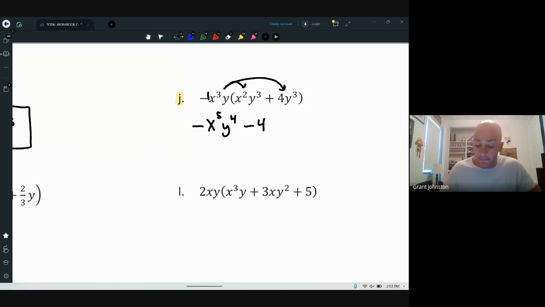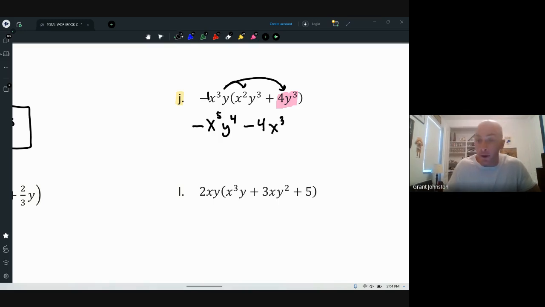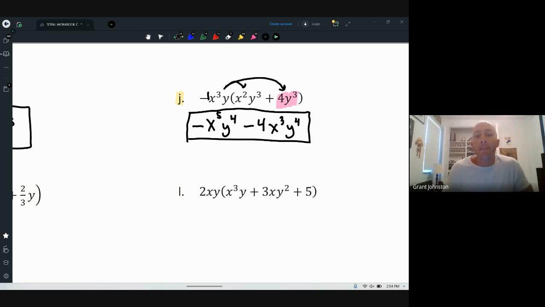Now there is no x with this term I'm highlighting right here, right? There's no x with it. So this x to the third is still going to come with it. It just has nothing to combine with. And that y to the first times y to the third would be y to the 4th. And there you have it.